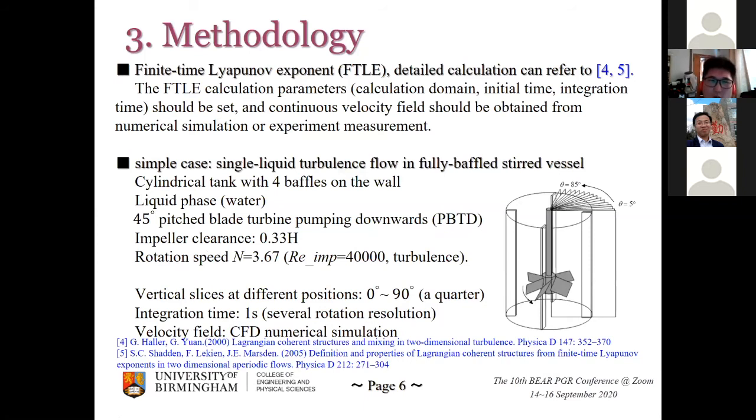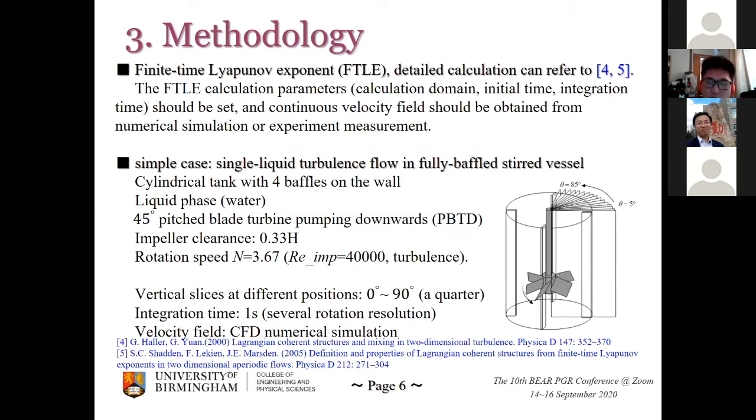And how to calculate the FTLE? I won't talk too much about it here. You can refer to the two papers. The important thing is that when you calculate the FTLE, you need some parameters: calculation domain, initial time, integration time, and the most important, a continuous velocity field. This velocity you can get from simulation or measurement.